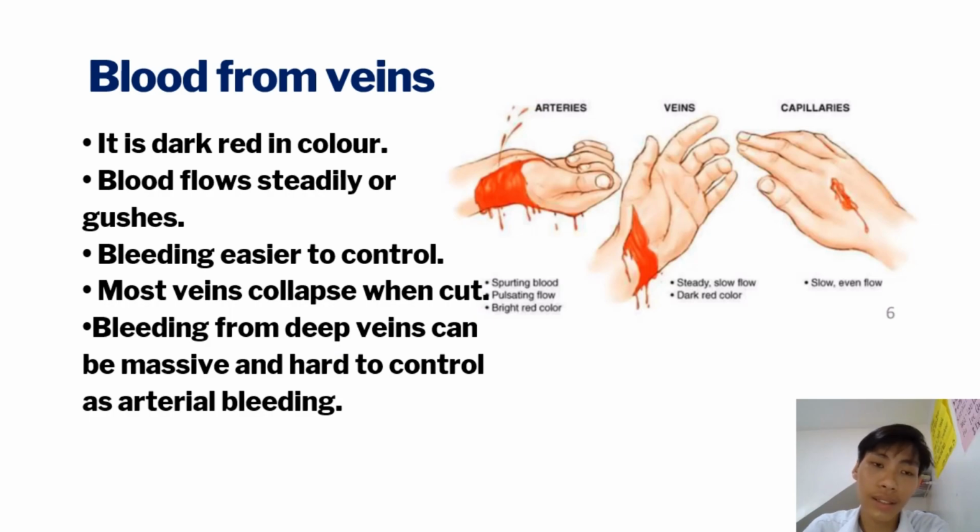Now, let's look at the blood from veins. If we are going to distinguish the blood from veins, number one is it is dark red in color. Number two is blood flows steadily or it gushes. Next is that vein blood is easier to control. And next is most of the veins collapse when cut. Lastly is that bleeding from deep veins can be massive and it's as hard to control as arterial bleeding.